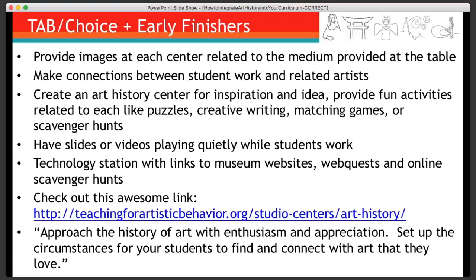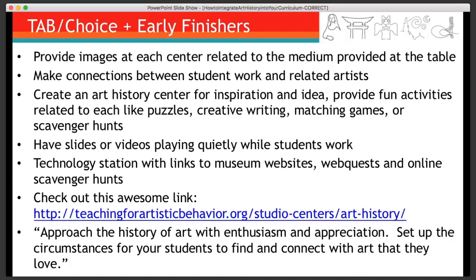Have slides of artwork going while your students are working. That's something I would really like to do that I haven't tried yet, is having artwork shuffle through. You put the slides on a timer, for those students who look up and get some inspiration every now and then, or a video or something. If you have technology in your classroom, which I don't, you could do web quests and online scavenger hunts and links to museum websites. There are more ideas on this link here, teachingforartisticbehavior.org.